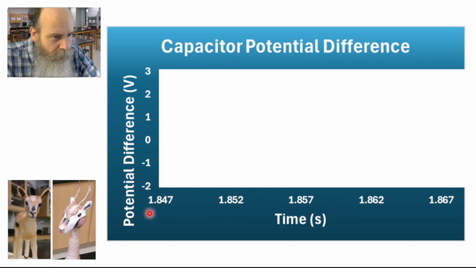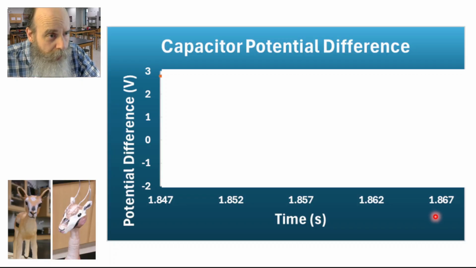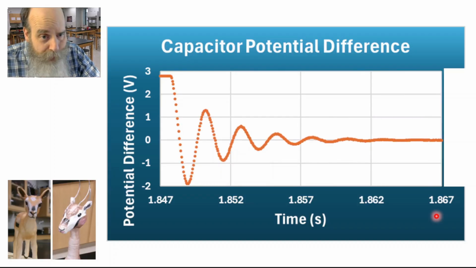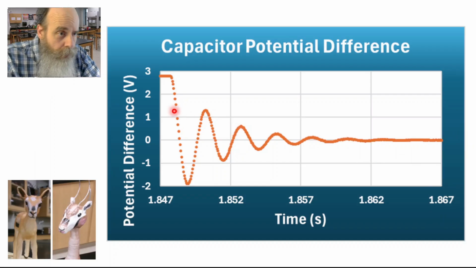Now we've got from 1.847 to 1.867 seconds. We're looking at a time of 0.02 seconds. Here's what we get. Whoa! Now we see oscillations, but they rapidly go to 0. So we have oscillations here, but the amplitude is decreasing with time.